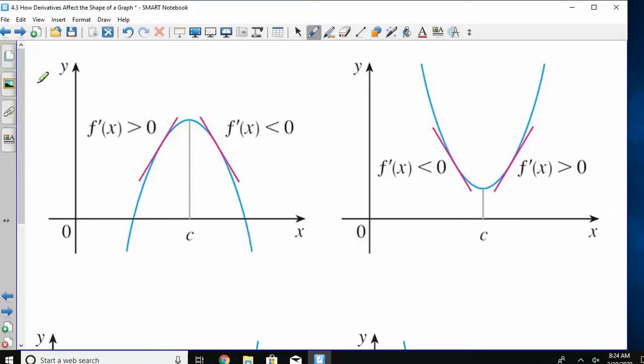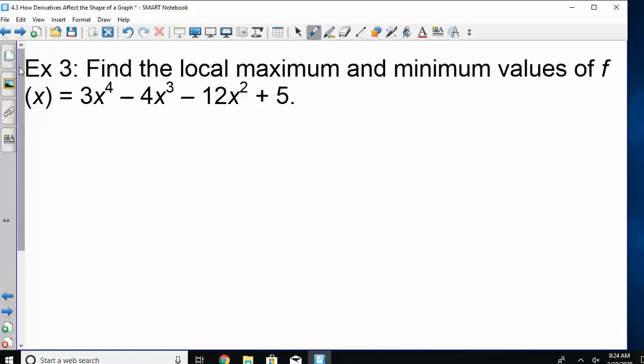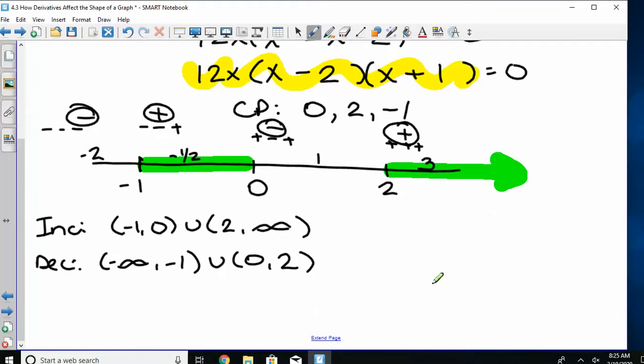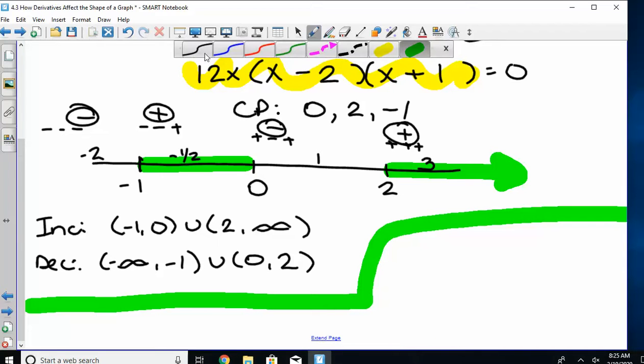I just put some pictures up to explain that, but I already kind of mentioned those, so we're going to jump into another example. I want you to find our local maximums and minimums of this. You'll notice, since this is the same as example 2, it's the same polynomial. So if you look back at example 2, we already found where it was increasing or decreasing. So on your notes, if you just want to write, from example 2, or look back at example 2, you have to do all of this. And then we can figure out our local maxes and mins from there.